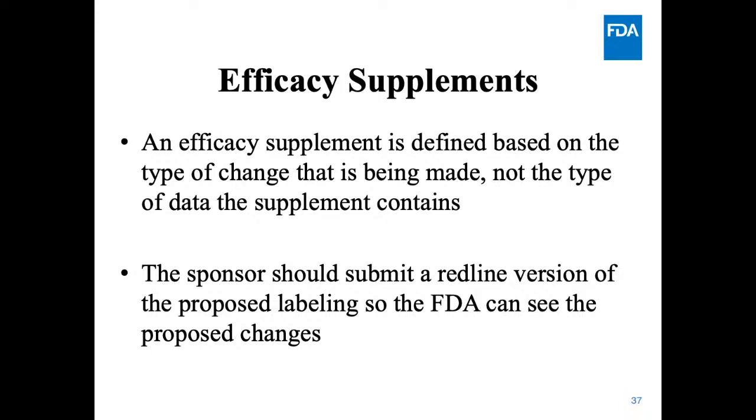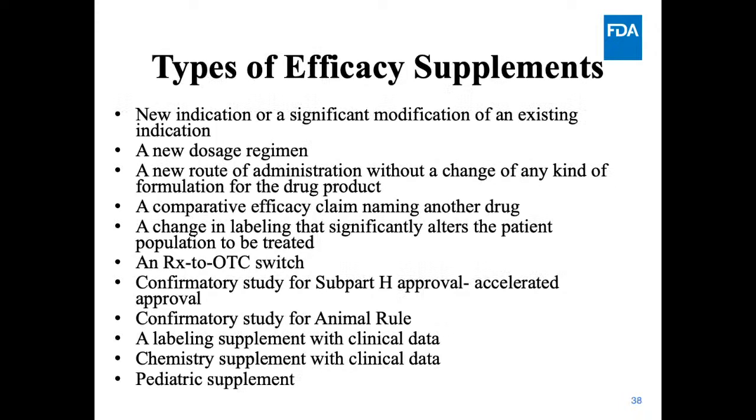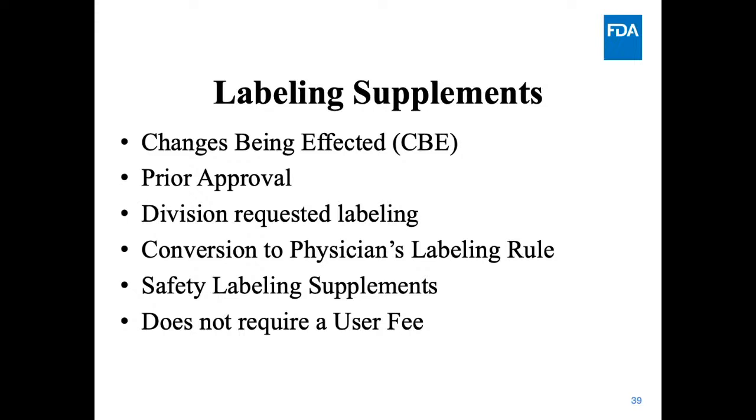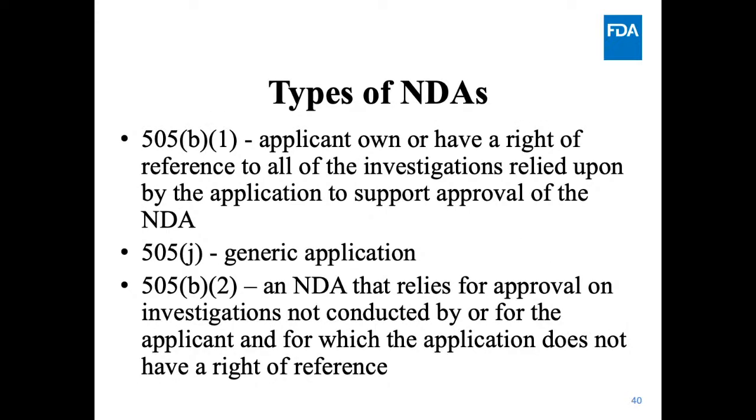Then efficacy supplements. An efficacy supplement is defined based on the type of change being made, not the type of data the supplement contains. The sponsor should submit a red line version of the proposed labeling so the FDA can see the proposed changes. These are the types of efficacy supplements; go through them and have a read. Then labeling supplements: changes being effected, prior approval, and requested labeling conversion to physician labeling, which does not require a user fee.